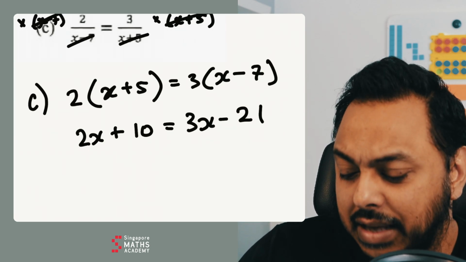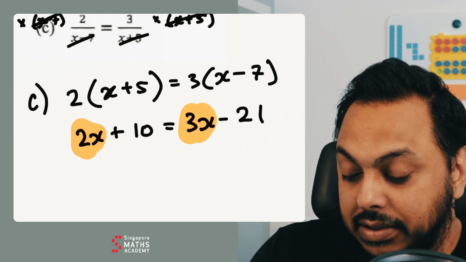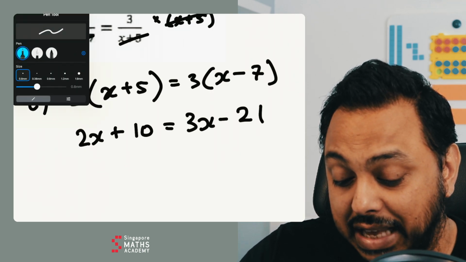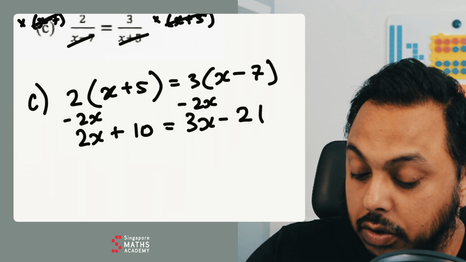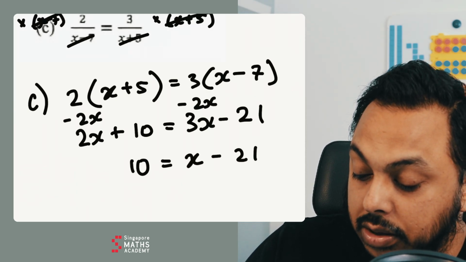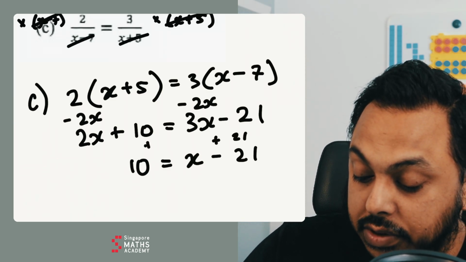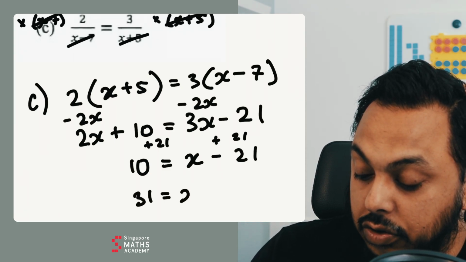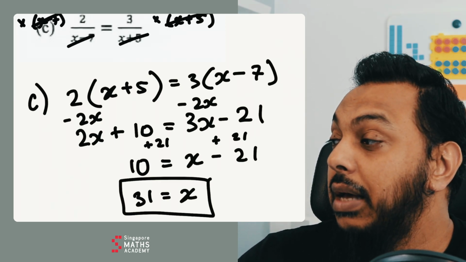And so from here, it seems a lot simpler. What do we do in this case? Well, 2x and 3x, we've got x's on both sides. What I would prefer is x on only one side. So I'm going to subtract the smaller amount, subtract the 2x on both sides. I'm left with 10 is equal to x minus 21. If x minus 21 equals 10, then I'm going to add 21 on both sides. And what do I get? 21 add 10 is 31, which is equal to x. So I've got my solution here. x equals 31. How does that sound?